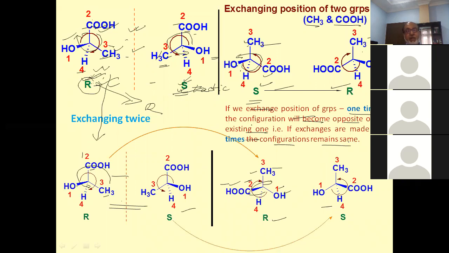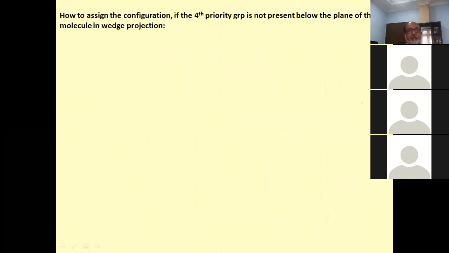Are you clear now? And you have to practice this one. You can learn it through practice only. Okay? So next we go to the next step. Now this is all important.